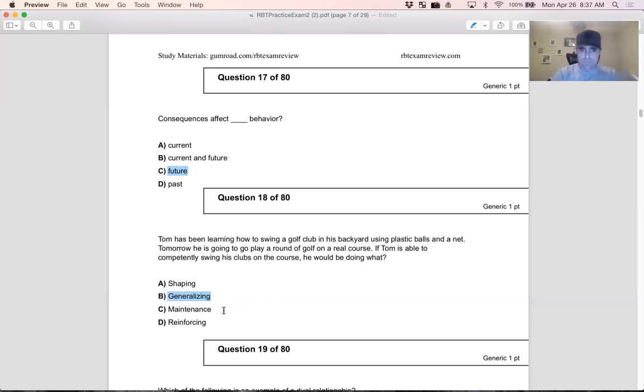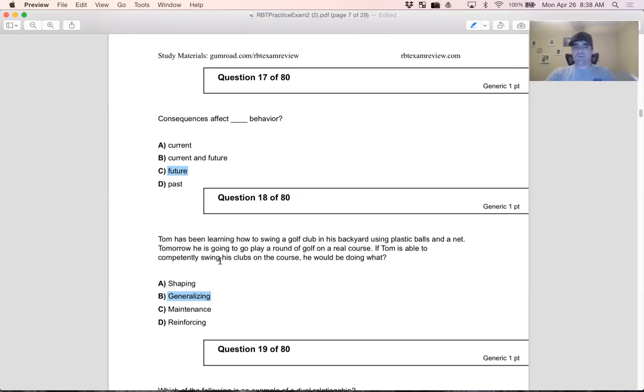C, maintenance. Maintenance would be Tom plays golf once a week, okay? He already knows he can do the skill on the golf course. Now he's just playing once a week, okay, to maintain that skill, all right? So generalizing and maintenance kind of go hand in hand, right? You learn the behavior, okay? You kind of shape it up. Now you've got a full behavior in the trained environment. Then you generalize it to another environment, okay? And then you perform that skill occasionally, right? To maintain the skill, okay?